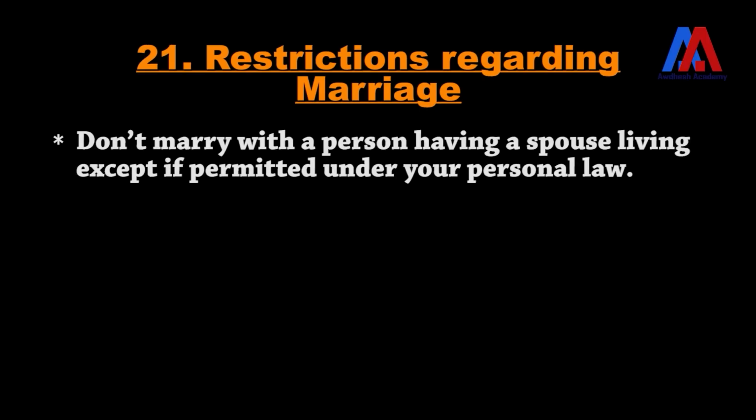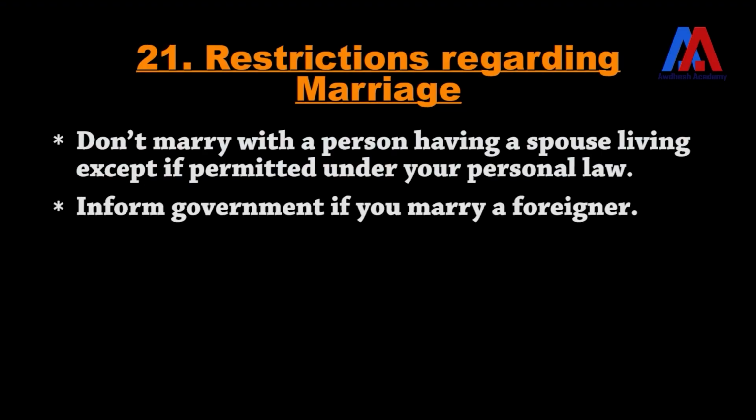Rule 21 deals with the restriction regarding marriage. It says don't marry a person having a living spouse, except if permitted under your personal law. That means you cannot marry an already married person, and you have to inform the government if you are marrying a foreigner. Rule 22 deals with the consumption of intoxicating drinks and drugs.